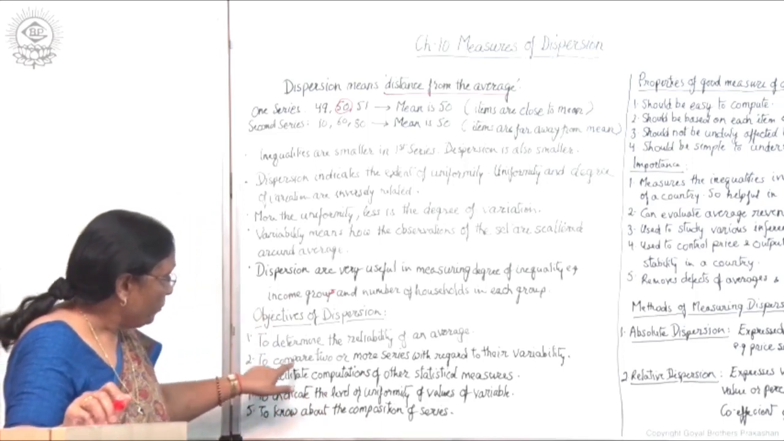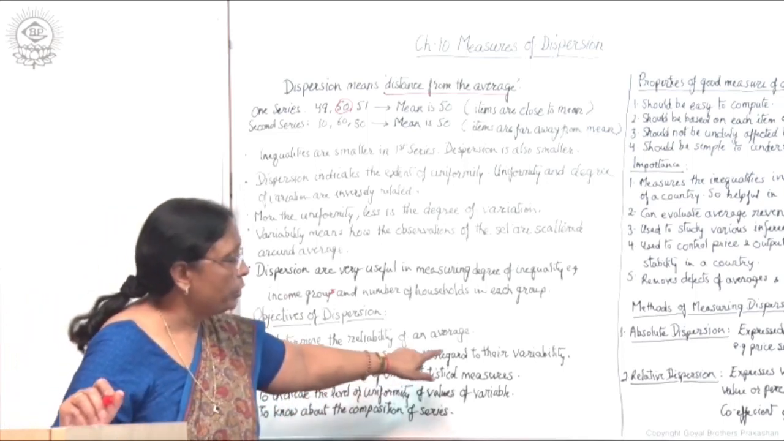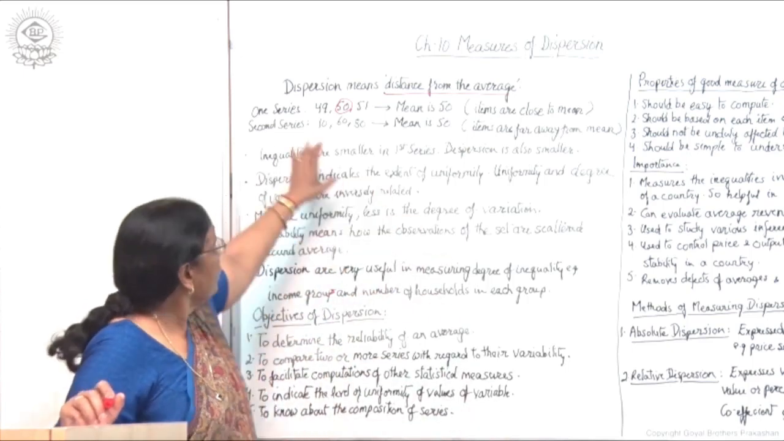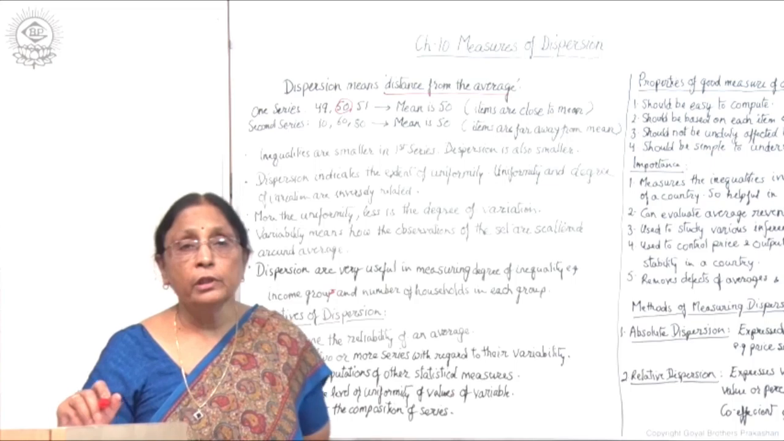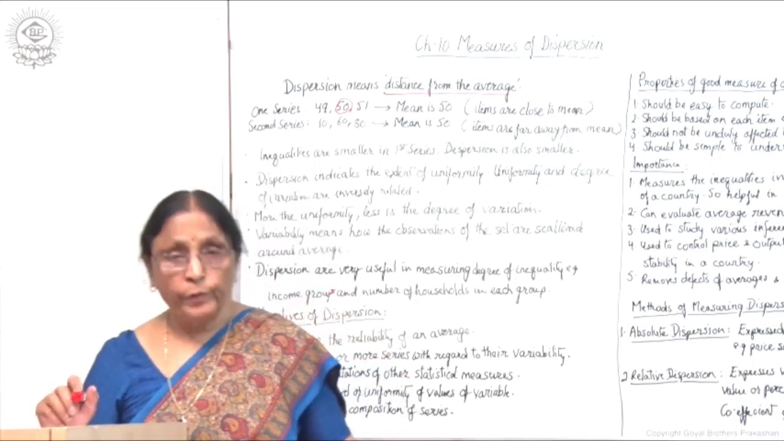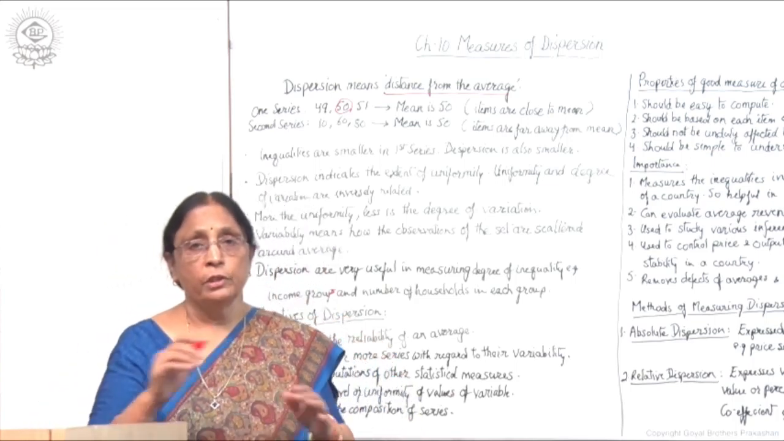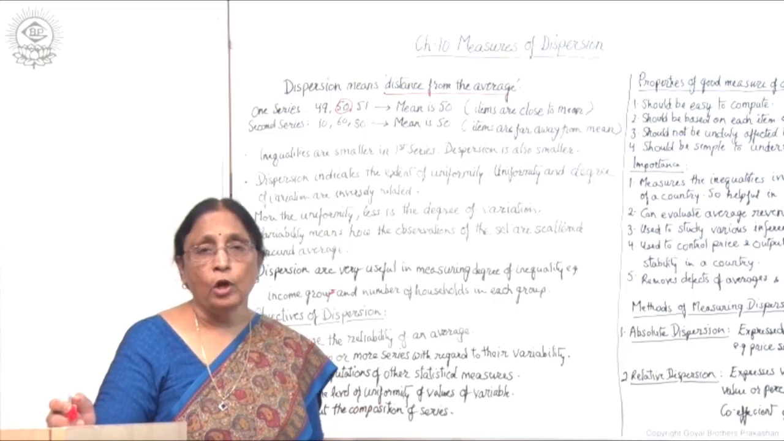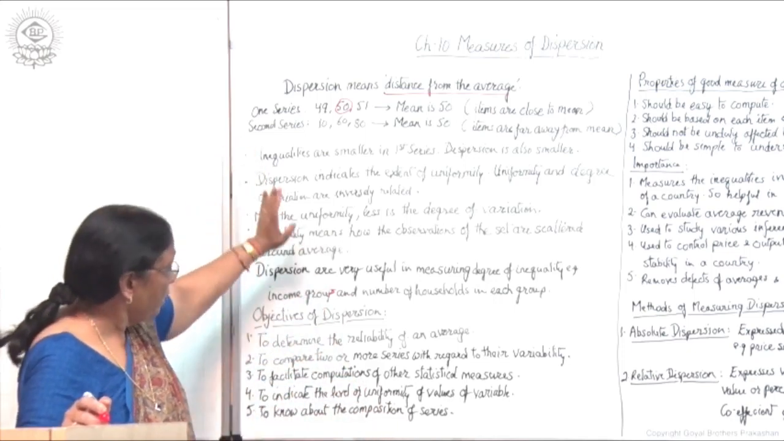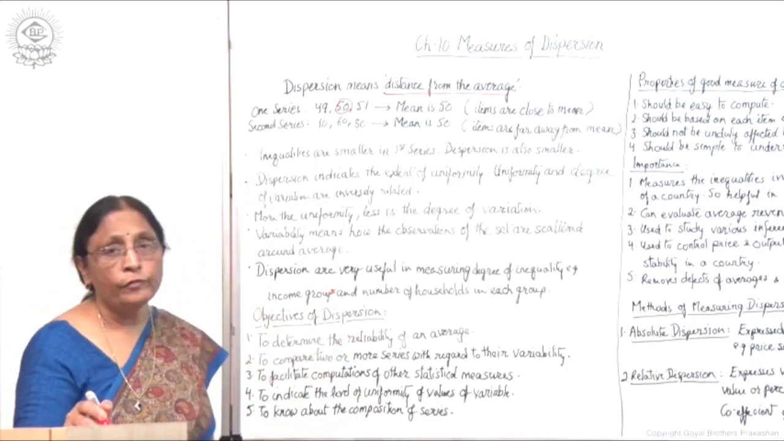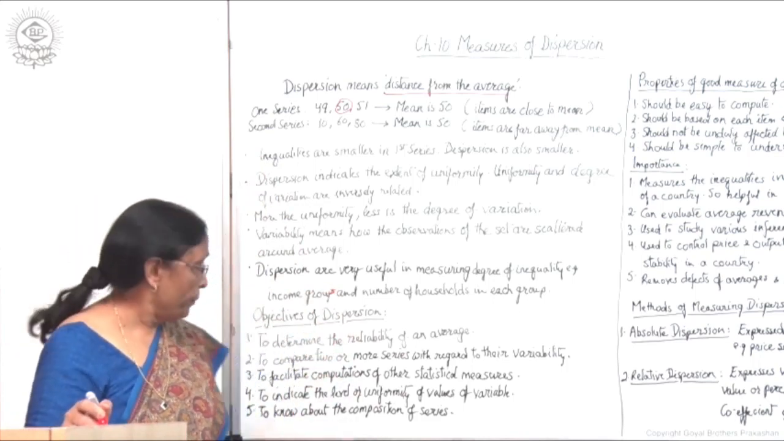Second objective, to compare two or more series with regard to their variability. As I have done here, we can compare the series with regard to their variability, how variable they are, how unequal or how scattered they are. So, two or three series can be compared with the help of measures of dispersion.